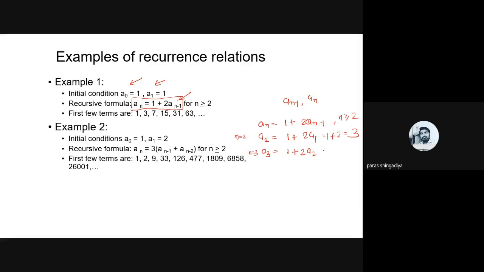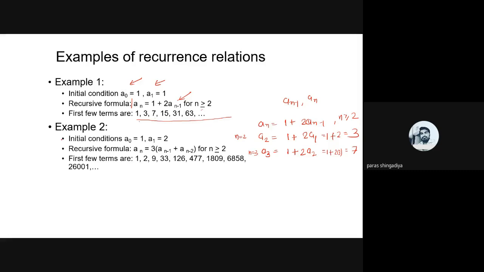For a2 we have 3, so it is equal to 1 plus 2 into 3, that is 6, and 1 plus 6 is equal to 7. So we'll get this type of sequence: 1, 3, 7, 15, 31, 63, and so on. If we consider the general formula for these numbers 1, 3, 7, 15, 31, and so on, we write it in formula form, and that formula is called the recurrence formula. Here the recurrence formula of the sequence is an equal to 1 plus 2 an minus 1, for n greater than or equal to 2.